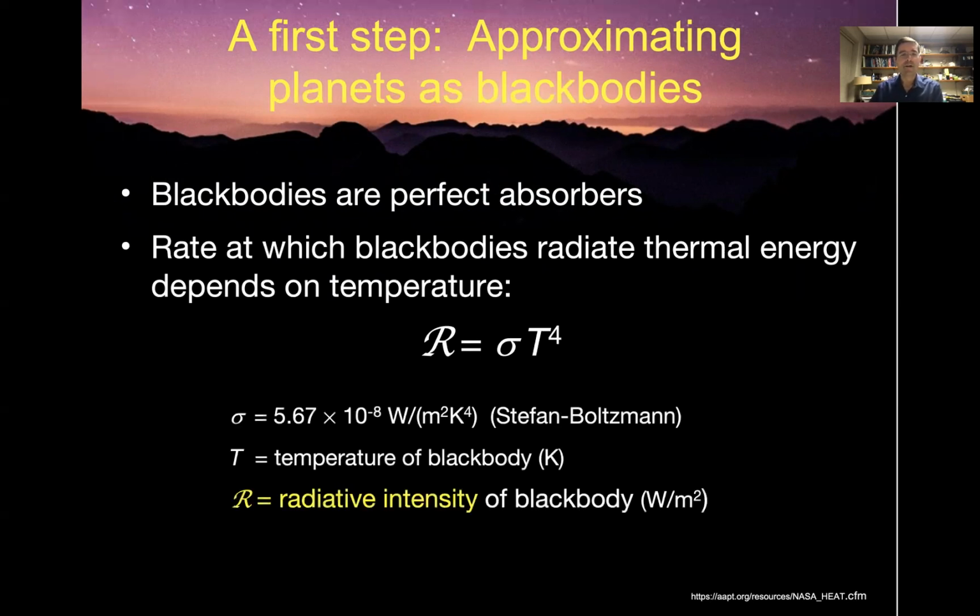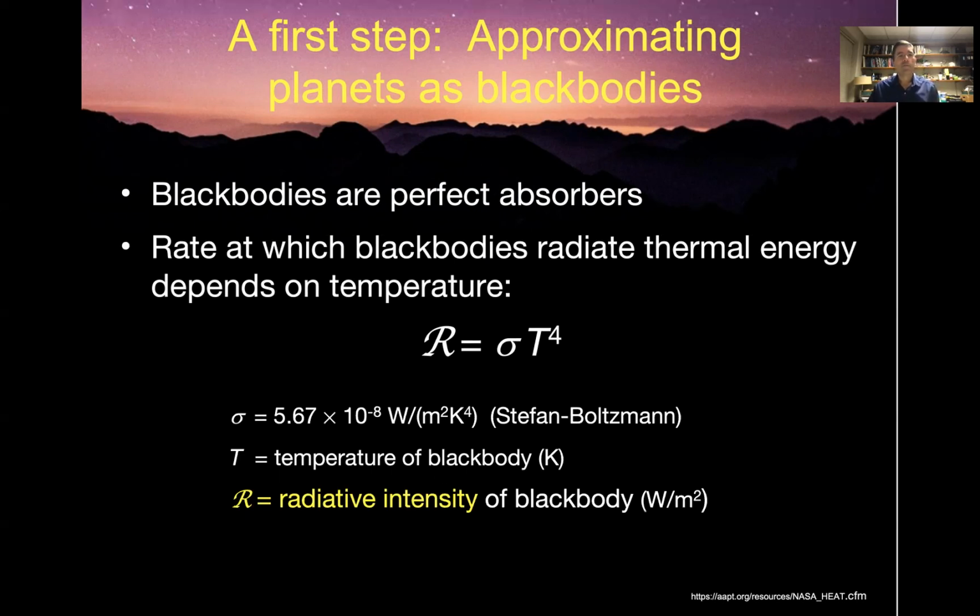This capital R quantity, radiative intensity, is the rate at which energy is emitted per square meter of surface area on the black body. And it's related to the fourth power of their temperature. And sigma here represents the Stefan-Boltzmann constant.